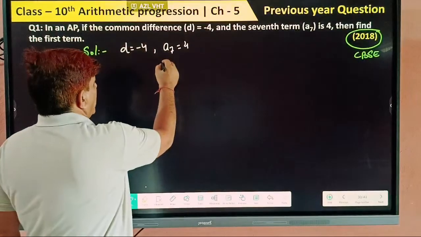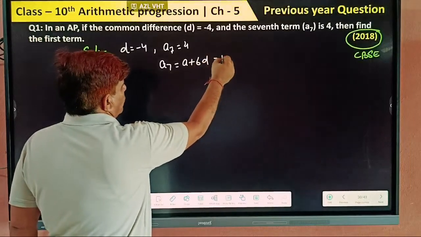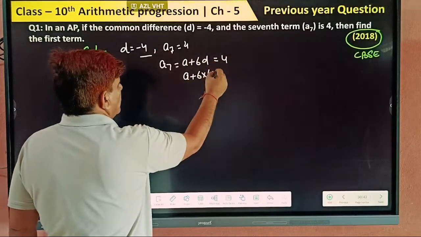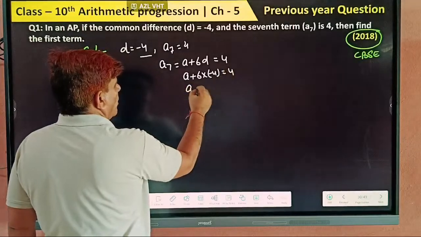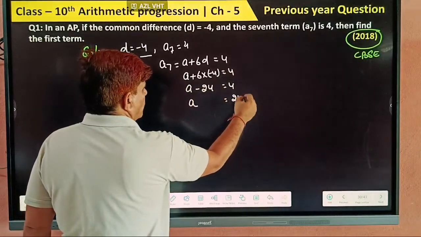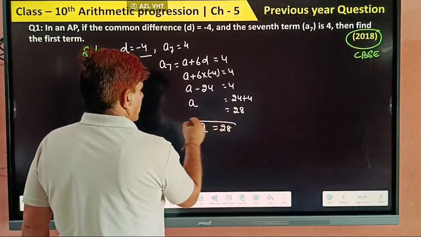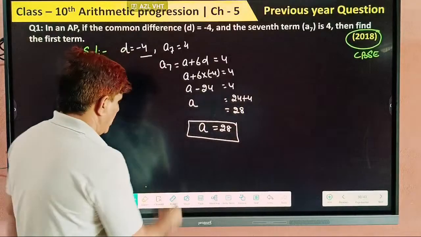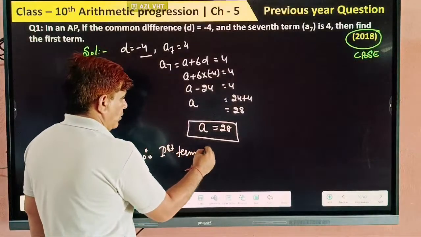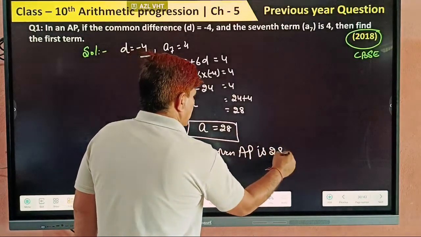So easily you know A7 equals A plus 6D, and this is equal to 4. A plus 6 into D, which is minus 4, is equal to 4. So A minus 24 equals 4. So A equals 24 plus 4. So A equals 28. Therefore, the first term of the given AP is 28.